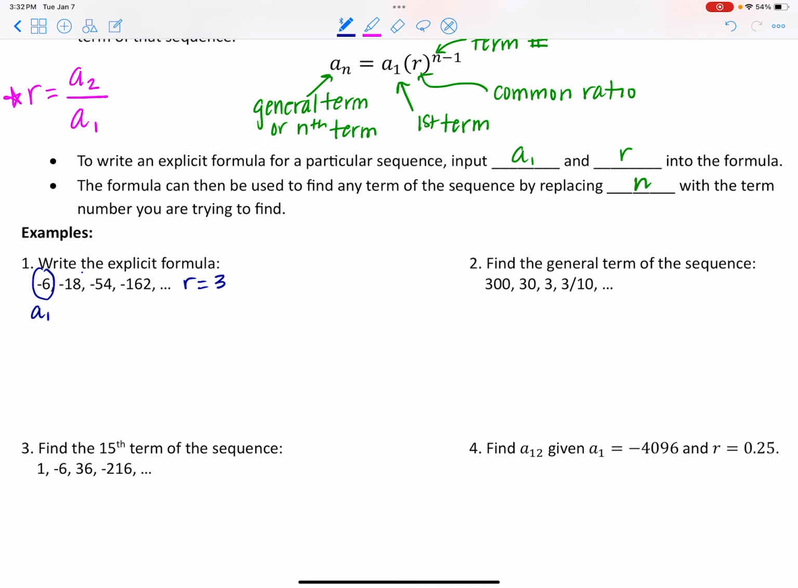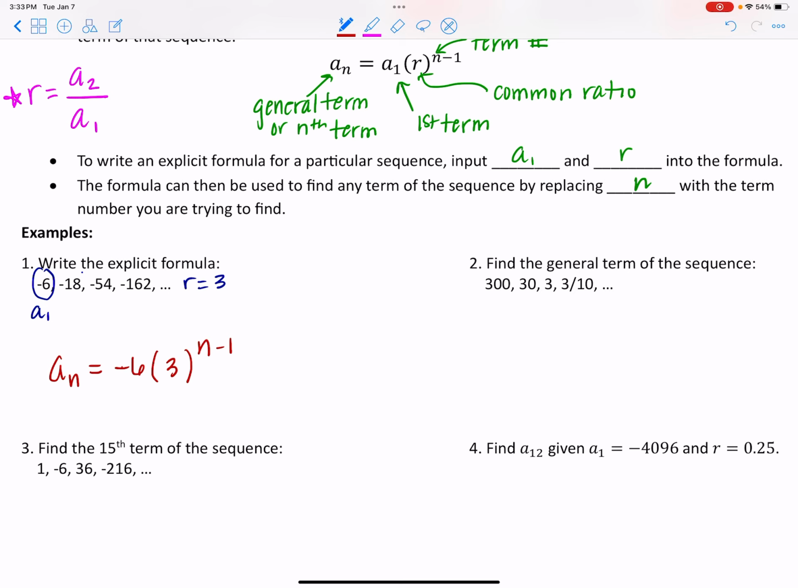So my formula for this particular sequence would say the general term, the nth term, is that first term multiplied by that common ratio raised to the n minus 1 power. And so that's a formula I could use to generate any term on the list. Now, if I wanted to verify the formula was correct, then I can actually plug numbers in and make sure that it produces this list.